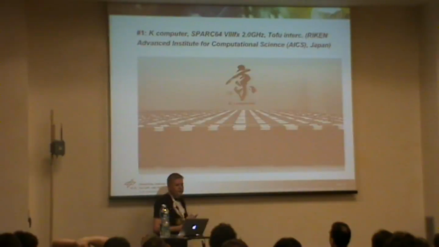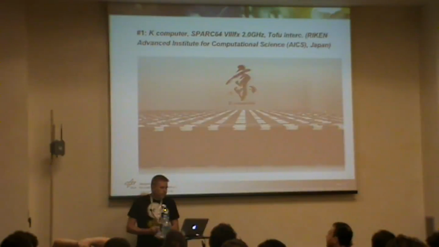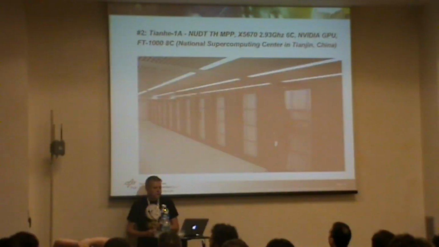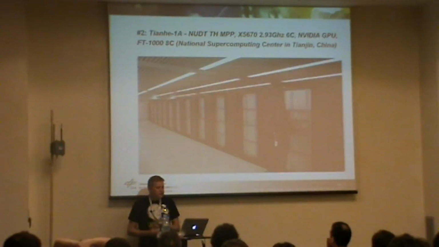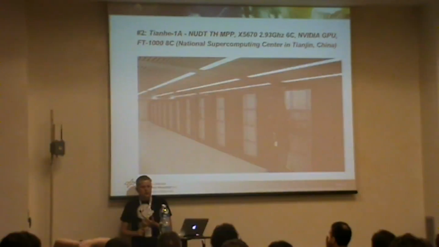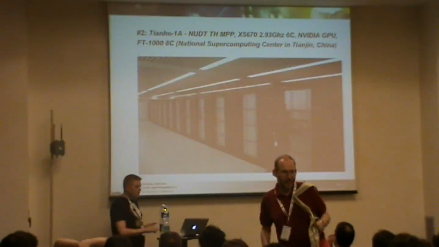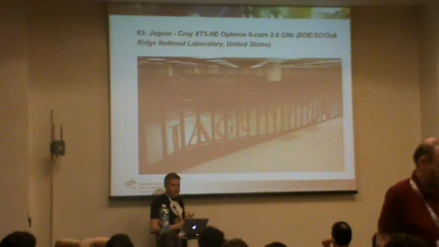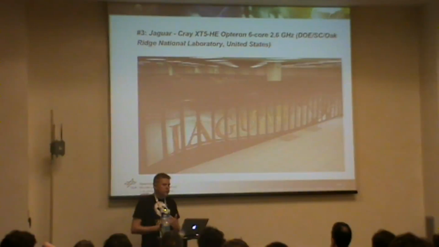The largest computer currently in the world is the K computer. It has Sparc processors. It's located in Japan. The second place is the Tianhe system in China. This is interesting because it's the largest computer with GPUs, graphics processors. And the third one is interesting because it looks very nice. It's a system at Oak Ridge National Laboratory.